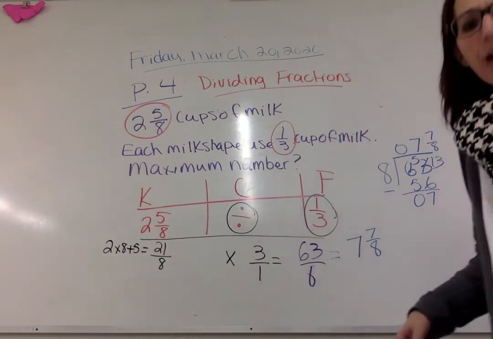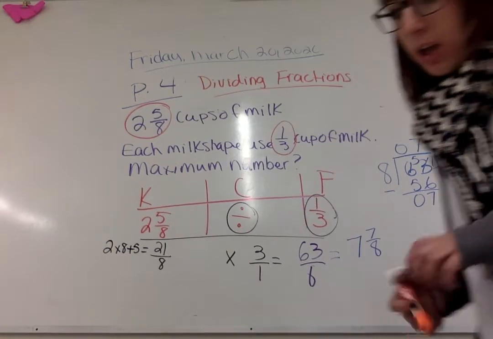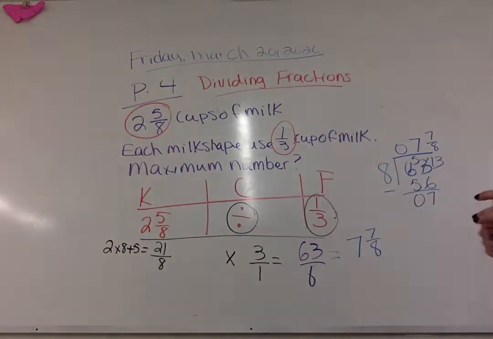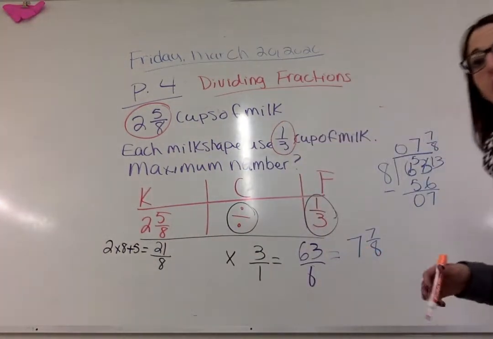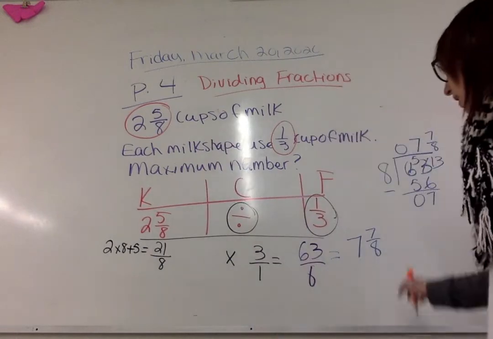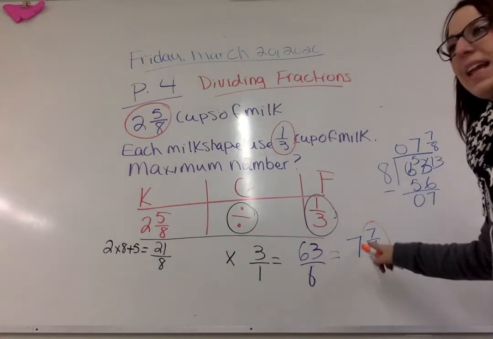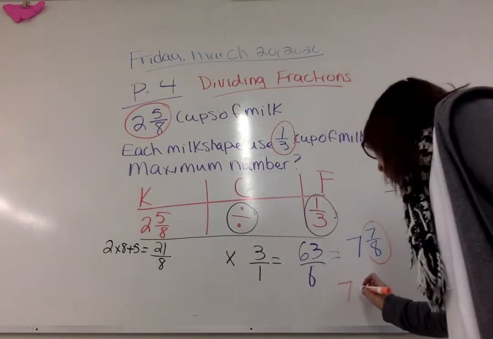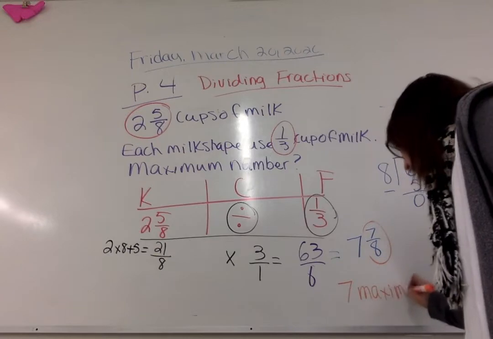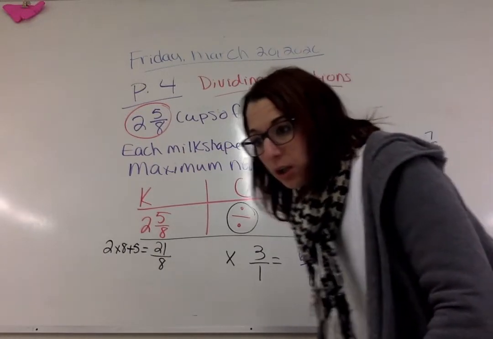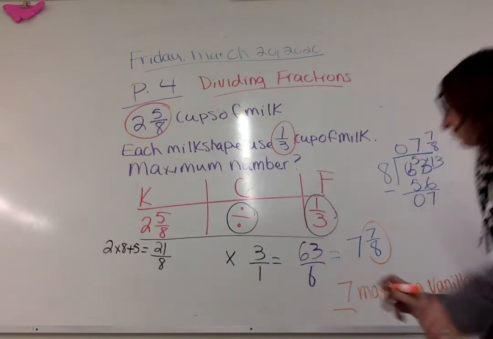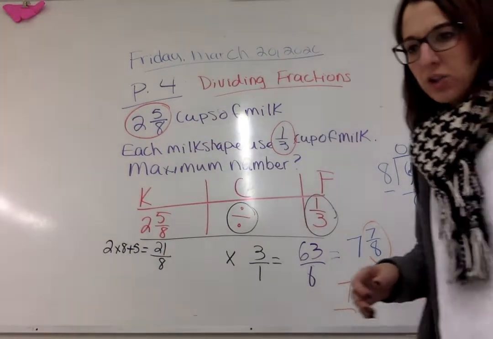Now, if I want to figure out the maximum number of milkshakes that Ashley can make with a 1/3 cup of milk, I'm going to ask myself, would this be 7 cups of milk, or would this be 8 cups of milk? In order to be 8 cups of milk, this has to be 8/8, because 8 divided by 8, or 8/8, is a whole. So we're going to need 7 maximum vanilla, or whatever it says, shakes, something like that. Okay, the answer would be 7 is the maximum, not 8. Let's move on to the next question.